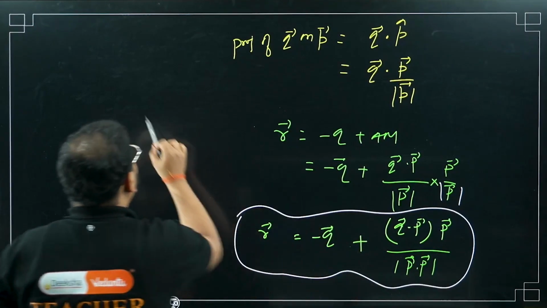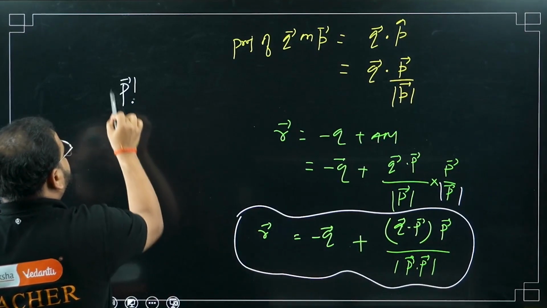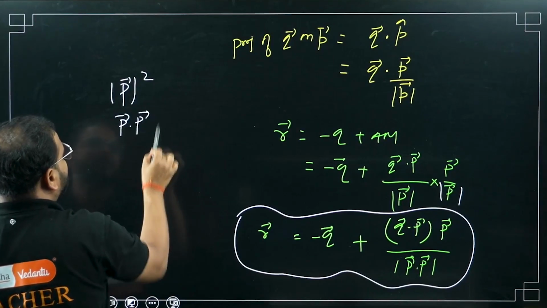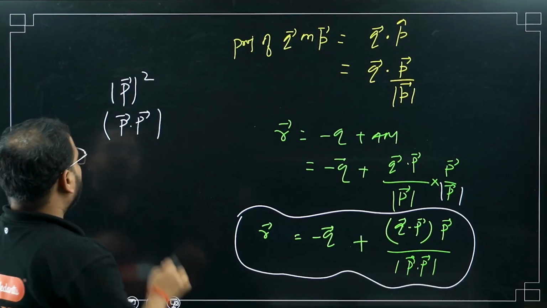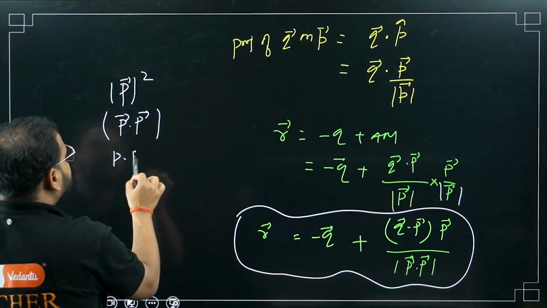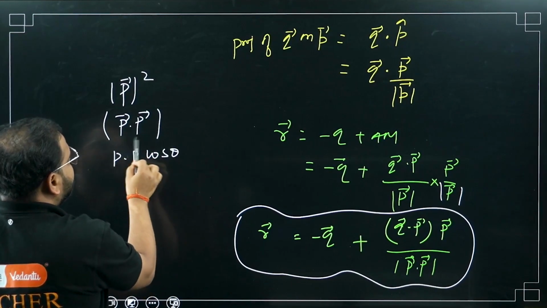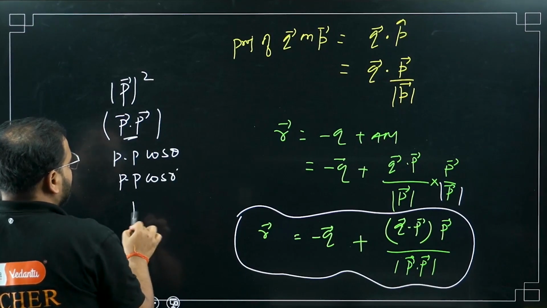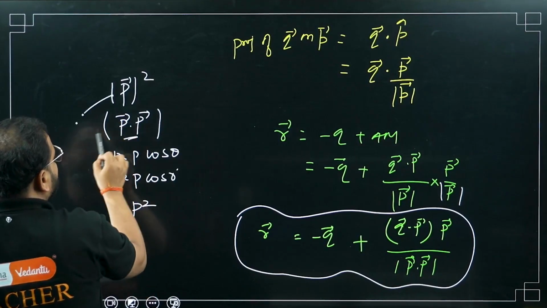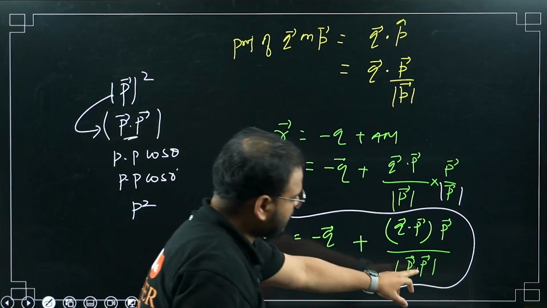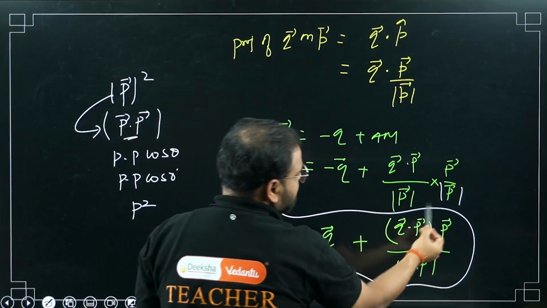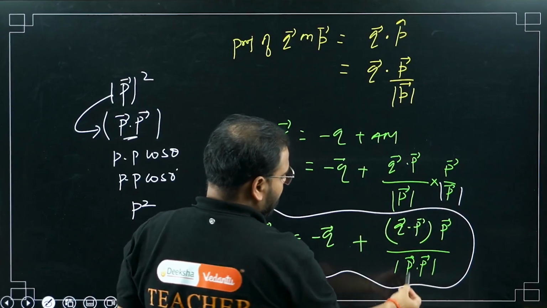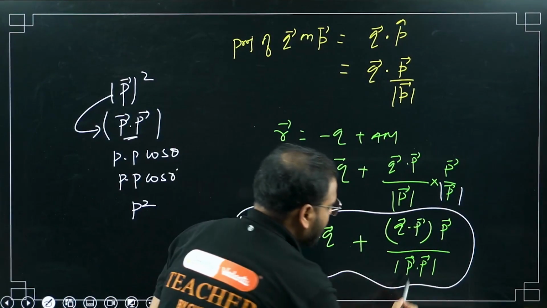We know this, right? If something is written like this, what does it mean? It simply means P dot P, hai na? How much is P dot P? P cos theta, right? If P is the same, it means P cos 0, right? How much is that? P square. So I can write P square as P dot P. That's what is written over here. P square, mod of P into mod of P is P square. But I can write this as P dot P. This is a dot product.